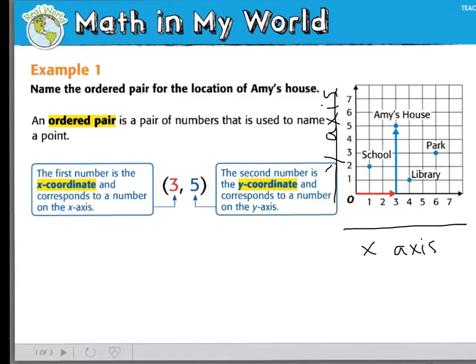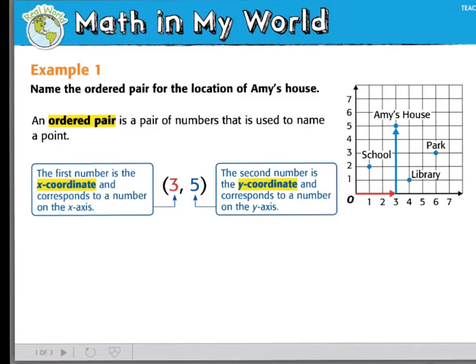The first number in an ordered pair always tells you about the x coordinate. It corresponds to a number on the x-axis. And the second number is the y coordinate and corresponds to a number on the y-axis.